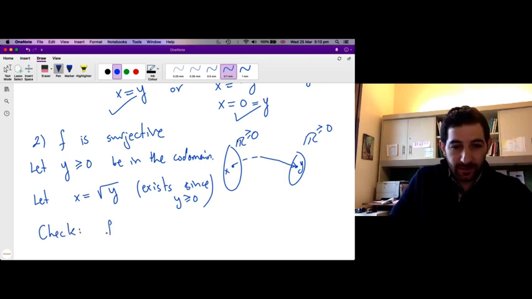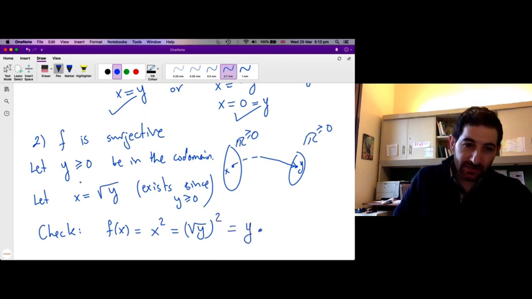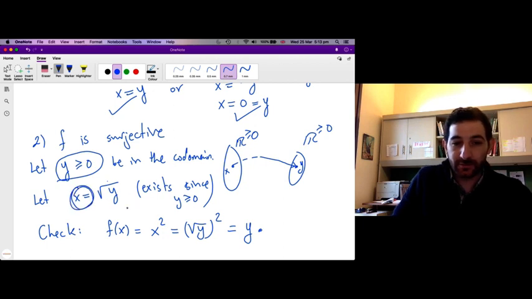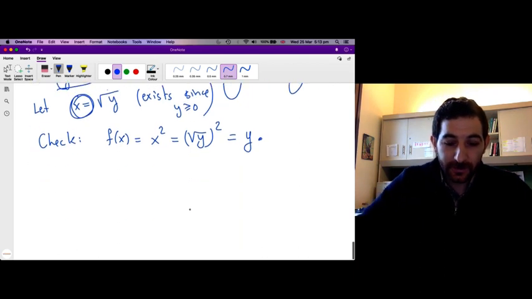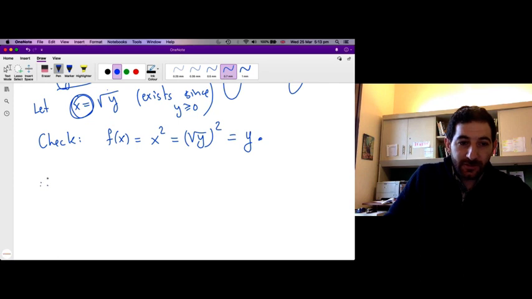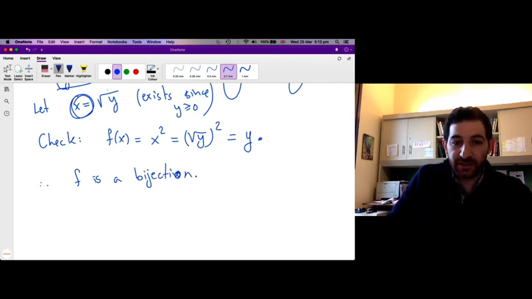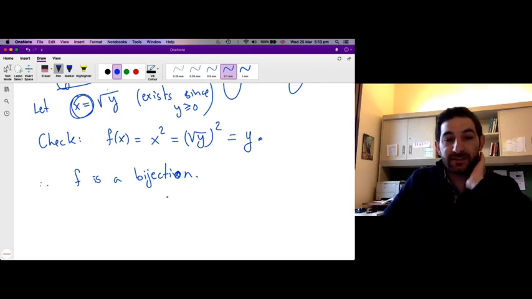Let's see. f of x, what is f of x? It's the square of x. But what is x? It is the square root of y. And this is y. So this means for any y we choose in the codomain, we find a pre-image for it, namely the square root of it will be a pre-image of it. So this shows that f is surjective. This means that f is a bijection. So it's both injective and surjective, and this means it has an inverse.